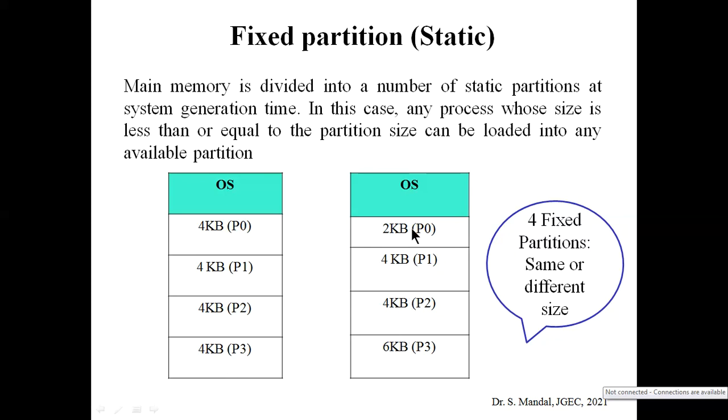So that is the restriction. But here the sizes of the partitions are different, although they are fixed. Like here you can see that one is 6 kilobytes. That means a larger size process can be accommodated here. So this is the fixed partition. This is called fixed partition contiguous memory allocation, where there may be the same or different size of partition, but the size of the partition is always fixed. So that is the main point.